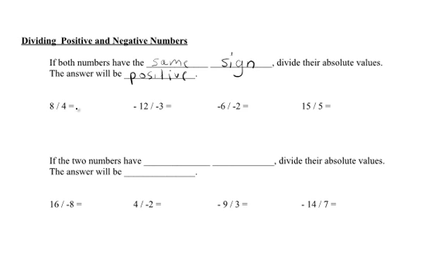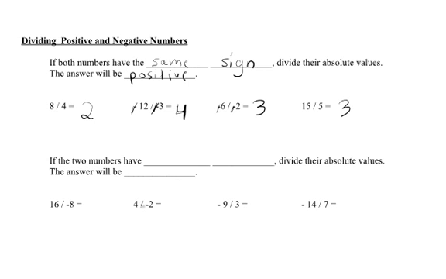Okay, so 8 divided by 4 is 2. Negative 12 divided by negative 3, well, we can just divide their absolute values. So 12 divided by 3 is 4. The answer is positive because they both have the same sign. Those signs just cancel each other out. Same with negative 6 and negative 2. The signs cancel each other out, so we're left with 6 divided by 2, which is 3. And then 15 divided by 5 is just positive 3.